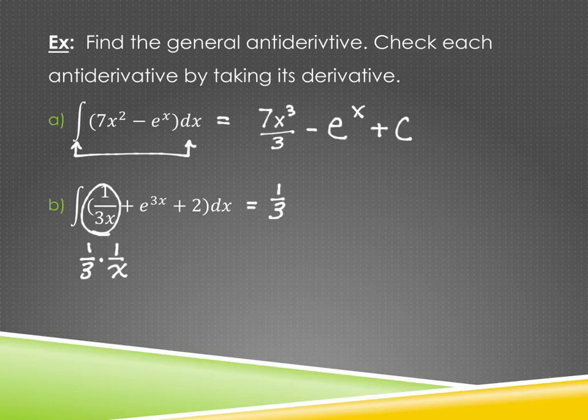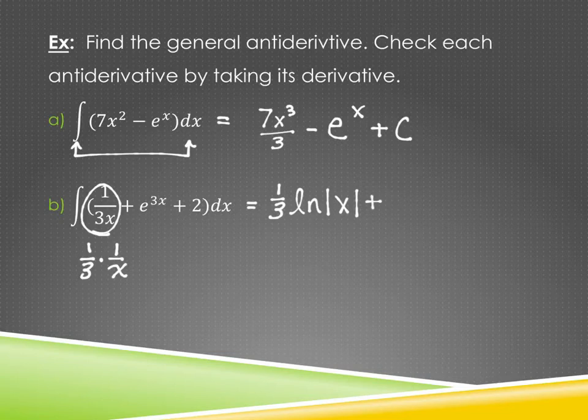What was it? ln of x, and it's absolute value. Okay? It's one of the antiderivative rules we just wrote down. The antiderivative of 1 over x is the natural log of the absolute value of x.